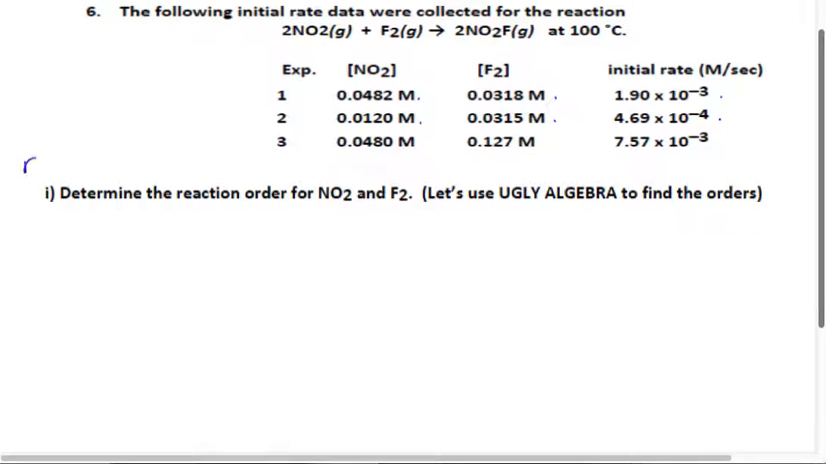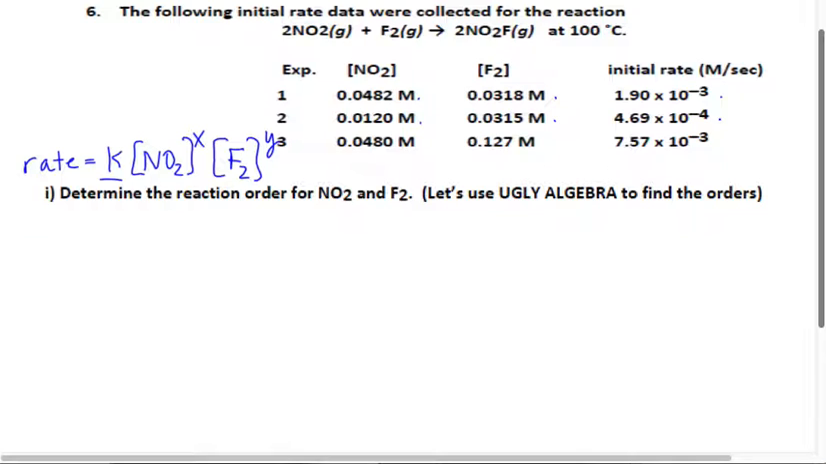So you're going to write rate is equal to the rate constant times your reactants. You've got NO2. Do we know what the order is yet? Nope. So we're going to call it X, times the concentration of F2. We don't know what that order is, so we're going to call it Y. So that's the skeleton. Our job will be to find the order with respect to NO2, the X, and then the order with respect to F2, the Y. Then we'll have enough information to actually solve for the numerical value of the rate constant.